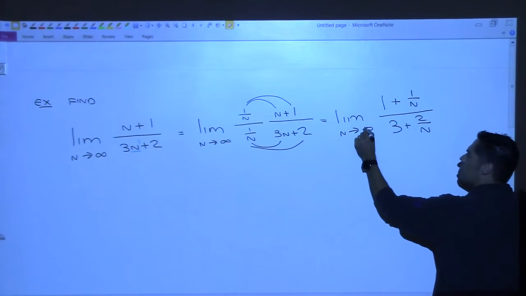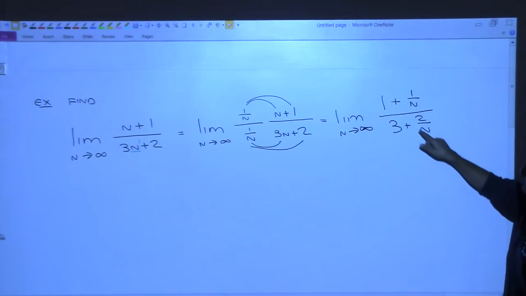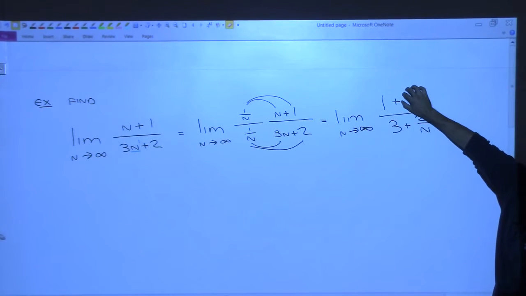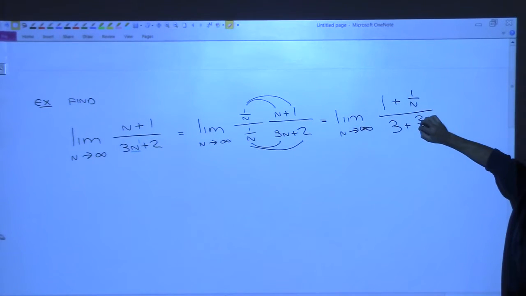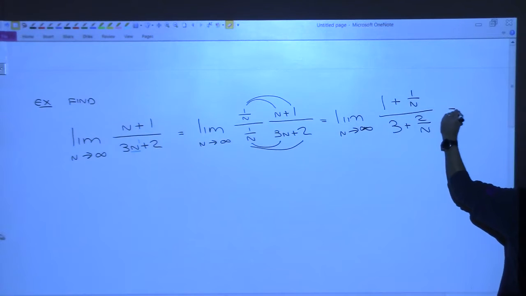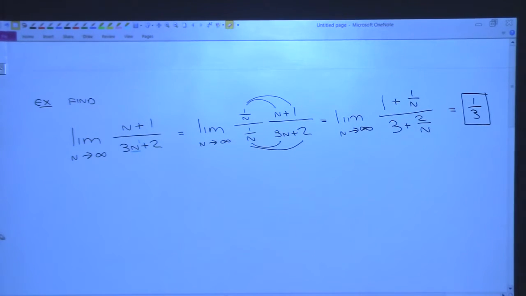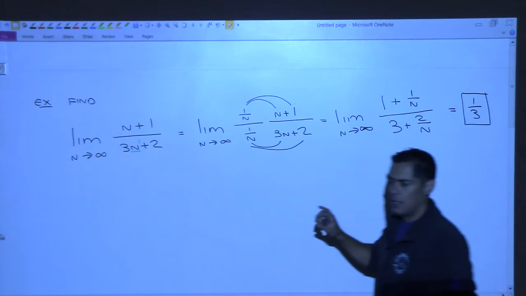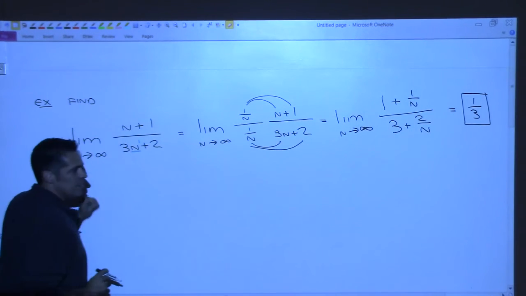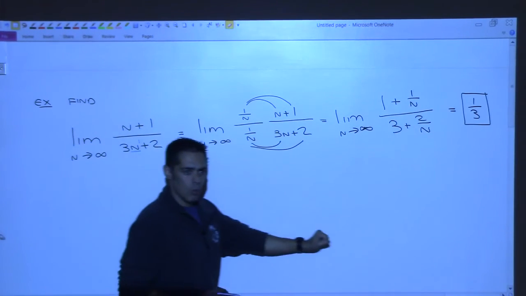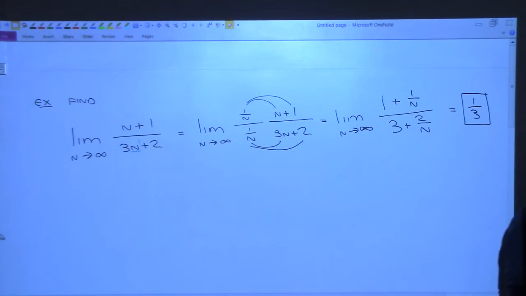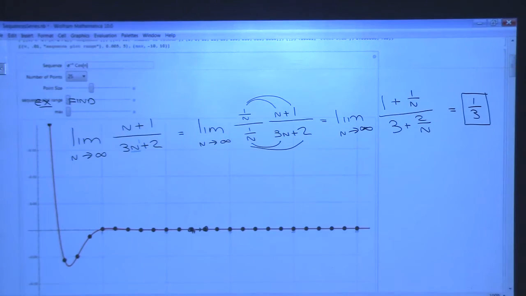What happens when n goes to infinity now? That goes to 0, right? And this one goes to 0. And so all you're left with is 1/3. So if I were to graph this sequence, these dots, what I can tell you is that they would converge to 1/3. They would start heading towards 1/3. And we could see that if we wanted to.